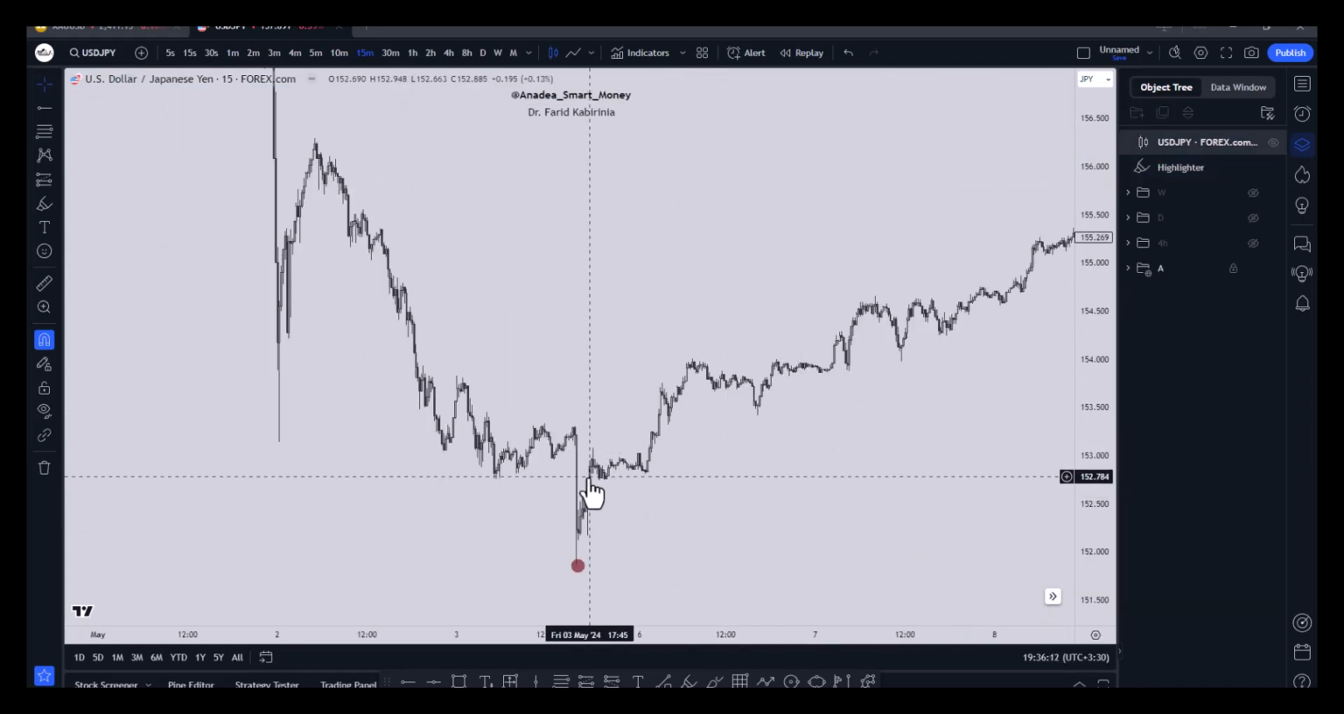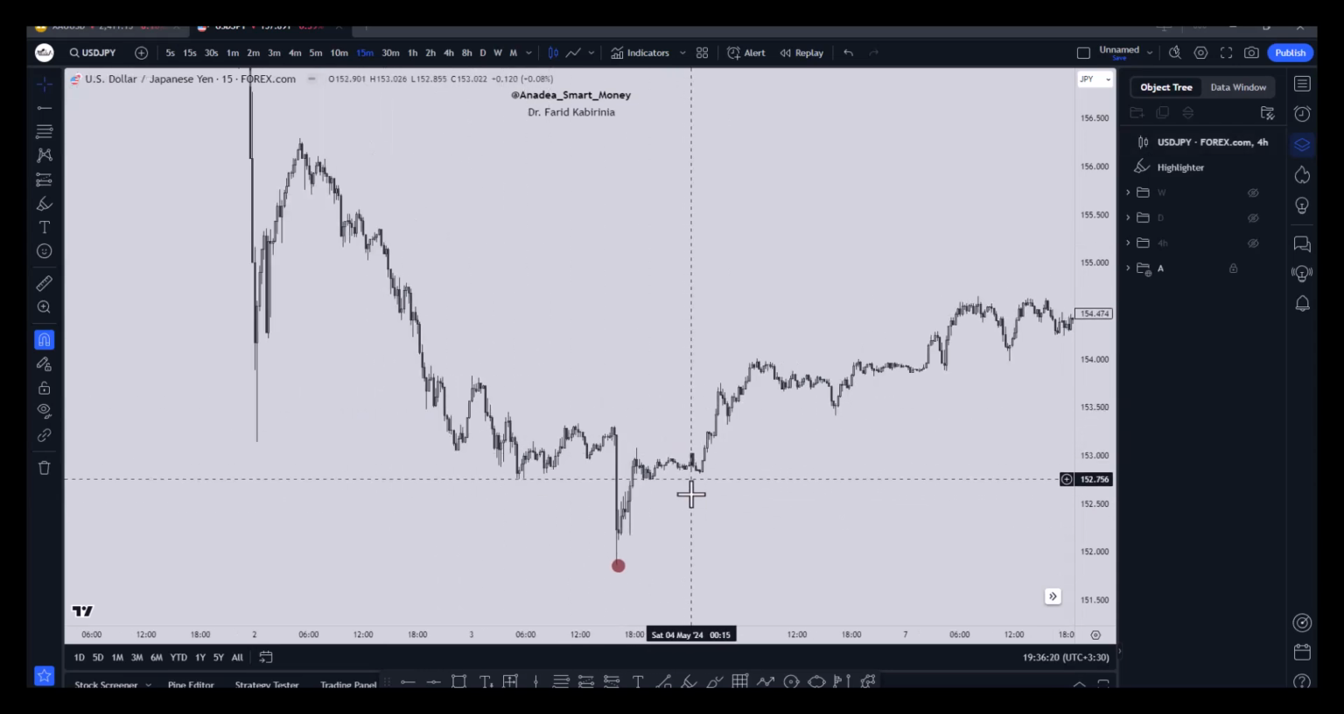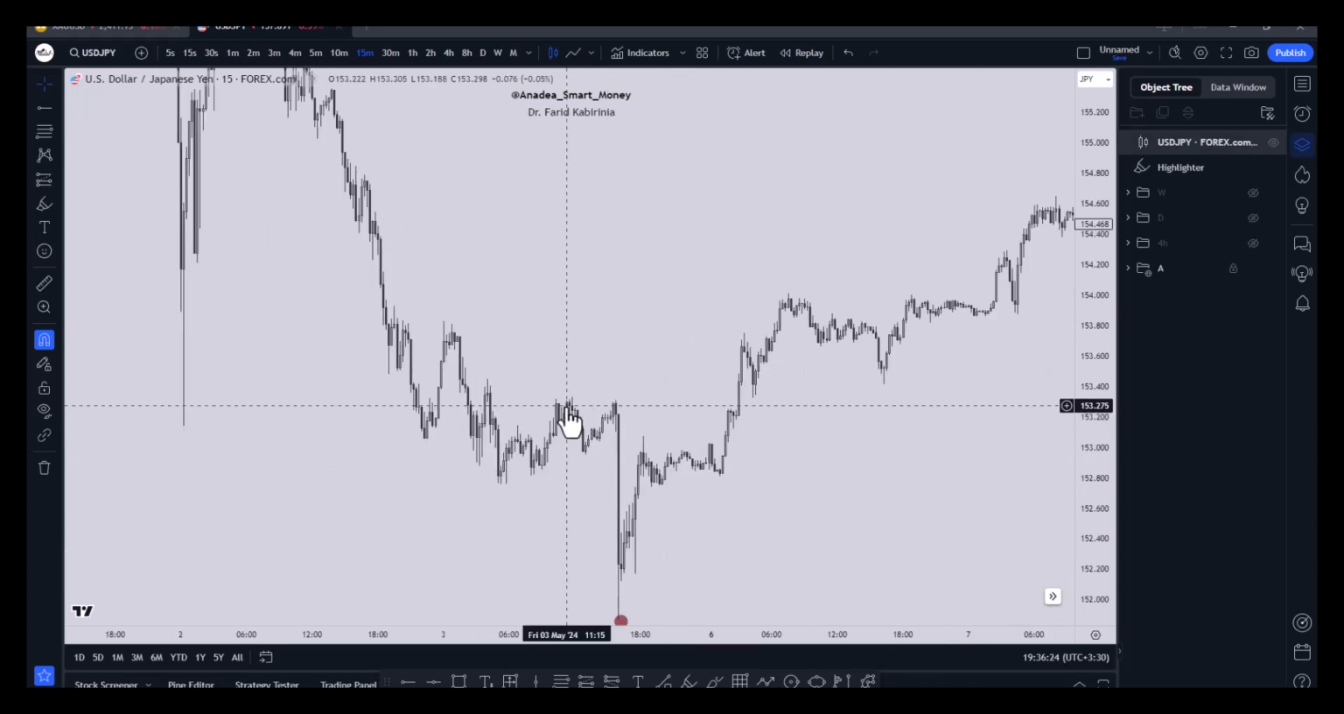So let's see. I'm looking for a supply which has printed a low and no supply has been taken out after. So this supply, let's go back. Let's see if this supply was valid. Yes. Let's see.